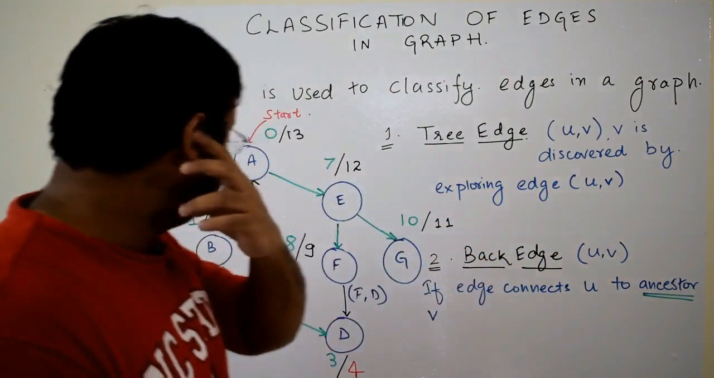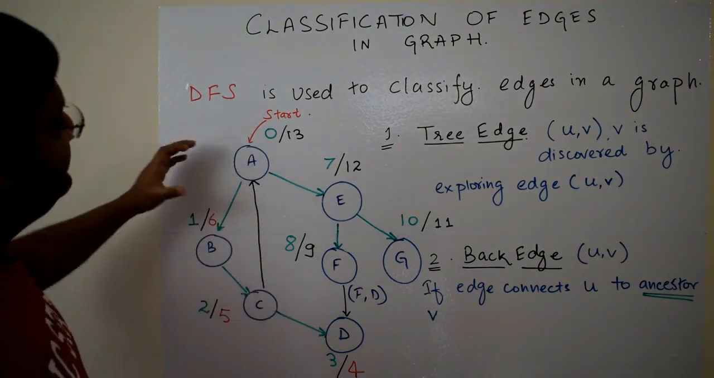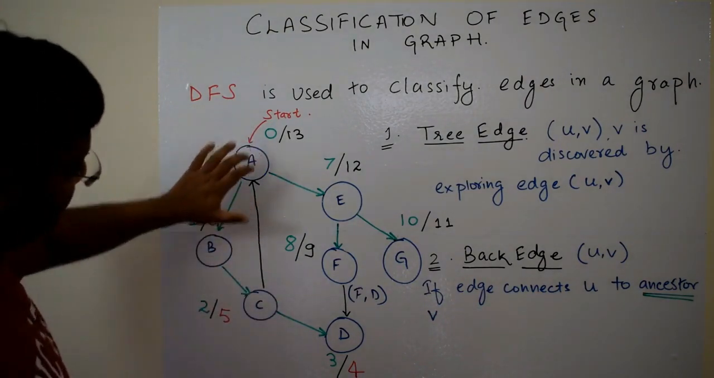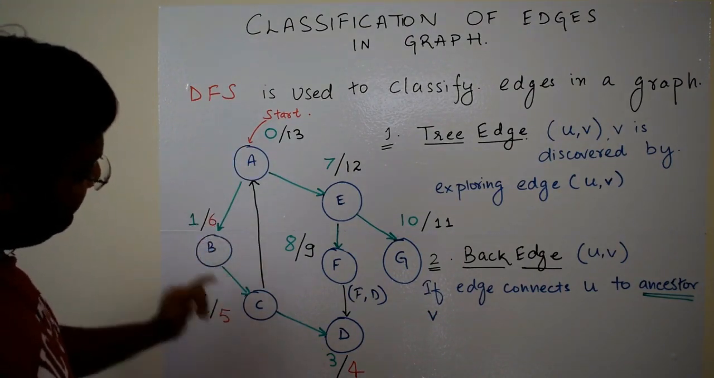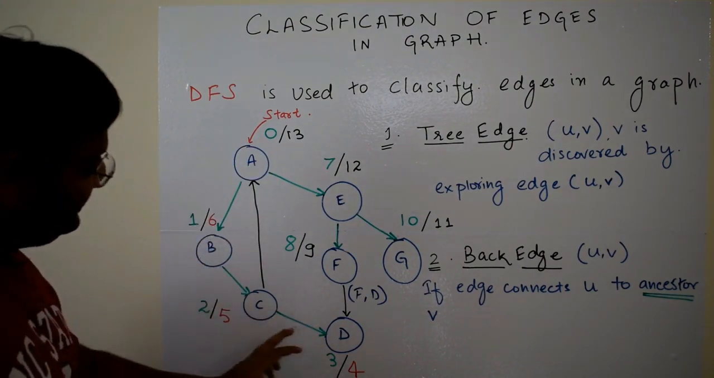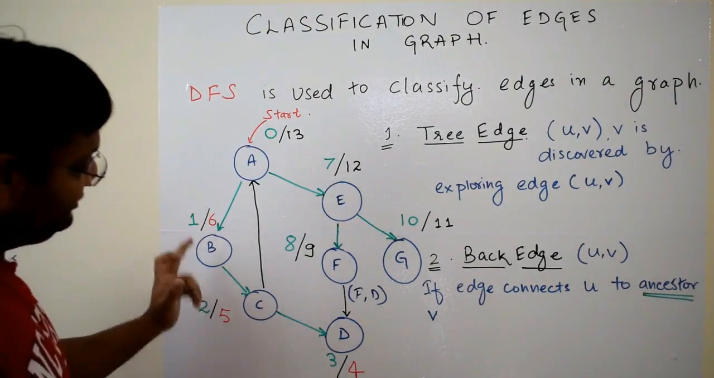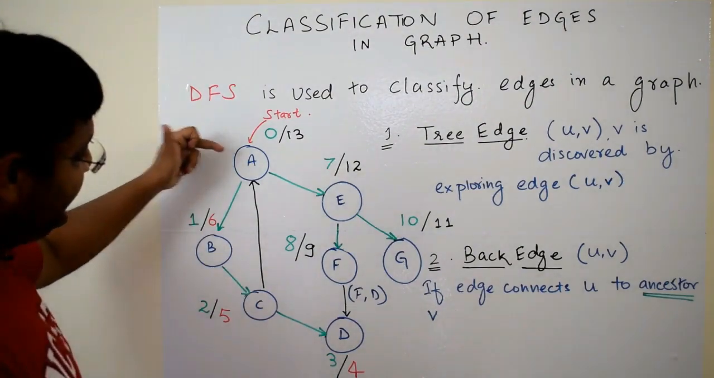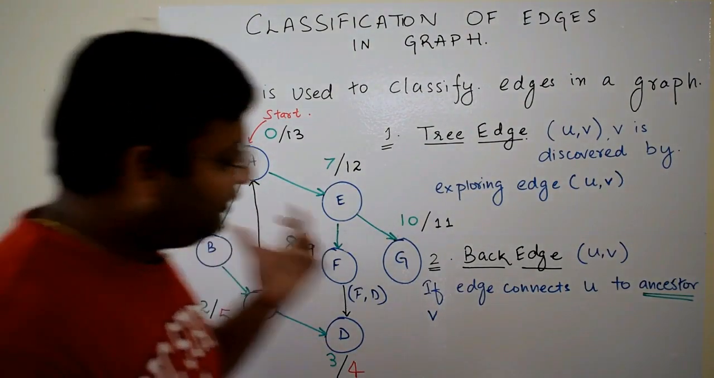So if we see here, in this respect, what an ancestor means. B is descendant of A, C is descendant of B, D is descendant of C. So basically C is ancestor of D, right? B is ancestor of C, B is also ancestor of D, A is ancestor of B, C and D, correct? So now what does back edge mean?